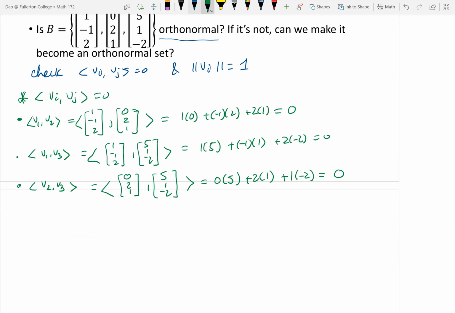So next, we're going to check to see if the magnitude of each vi equals 1. So let's check v1 first.